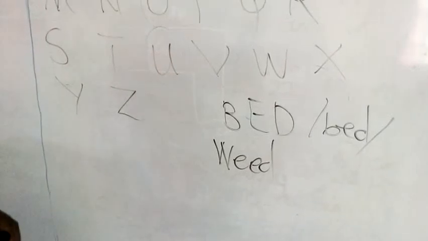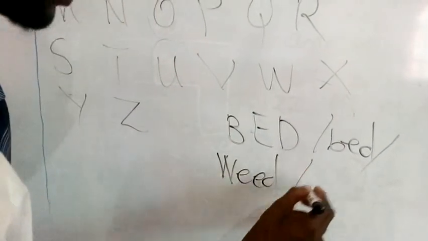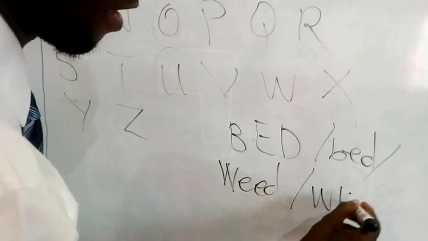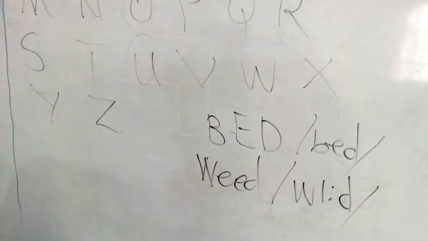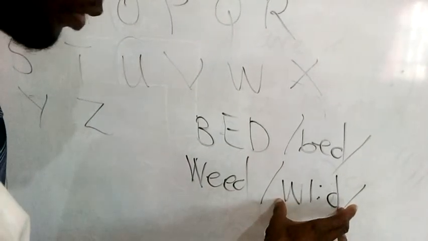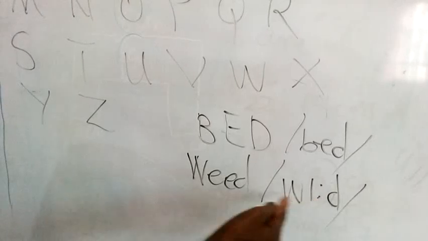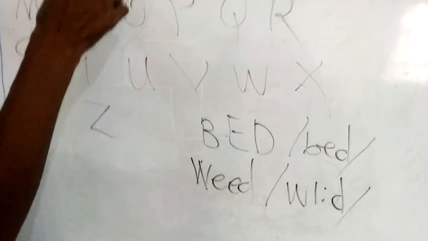This is what we write, but when we want to pronounce it, this is what we say: weed, weed, weed. So this is the way you should pronounce it. The sound in the middle there is the vowel sound, the long vowel sound, so we use this symbol to represent it.